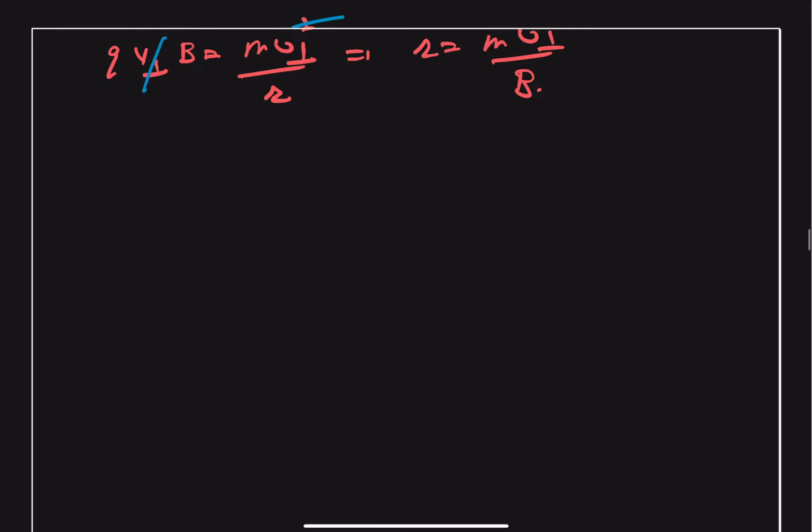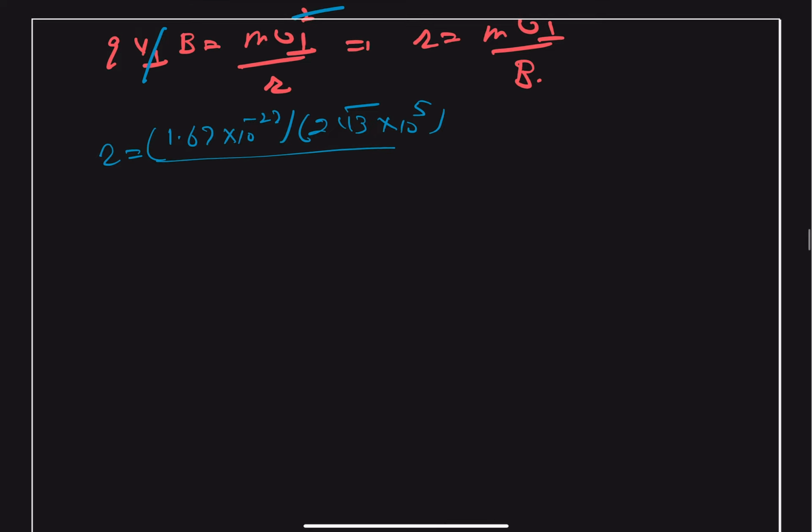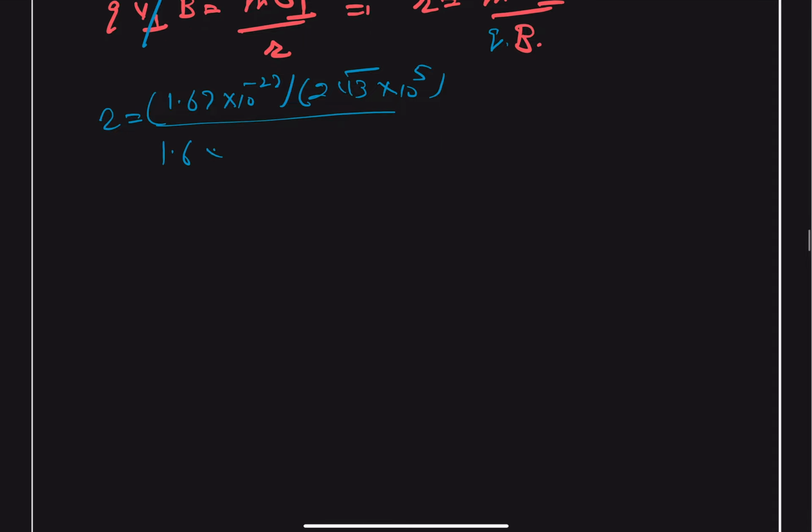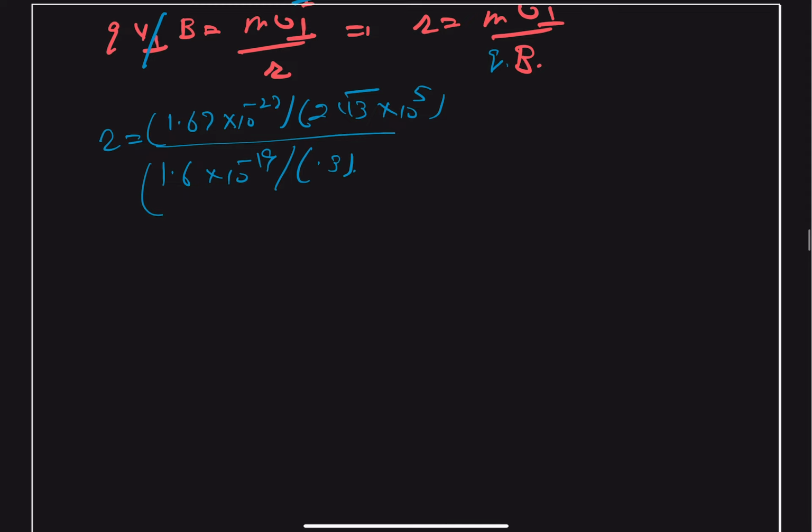We can say R is equal to 1.67 into 10 to the power minus 27, V perpendicular is 2 square root of 3 into 10 to the power 5, divided by charge times B. We have 1.6 into 10 to the power minus 19, and this is 0.3. So this radius we can say is approximately equal to 1.2 centimeters.